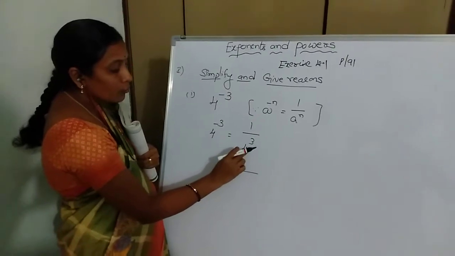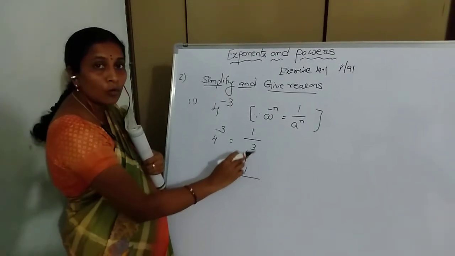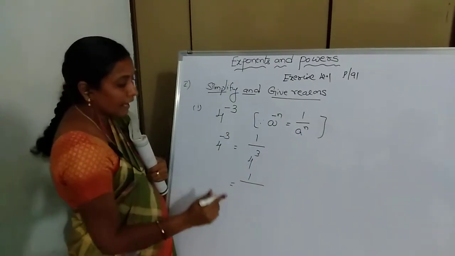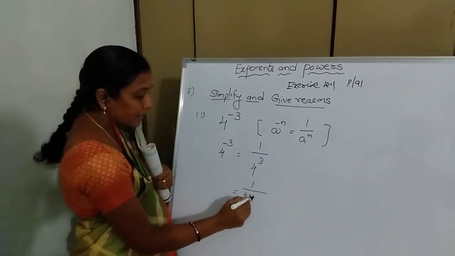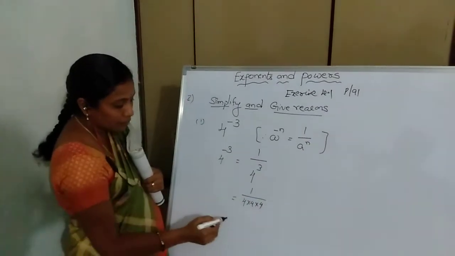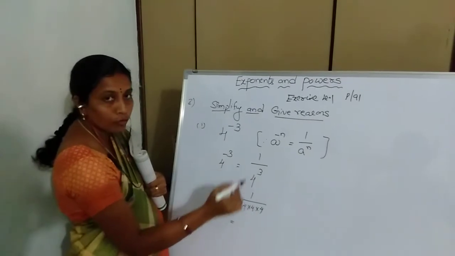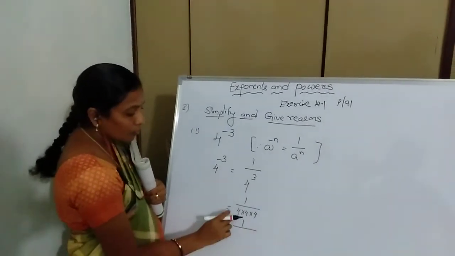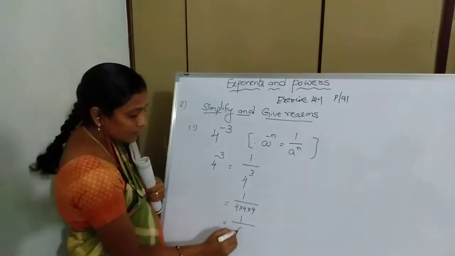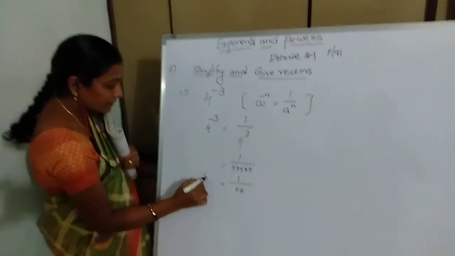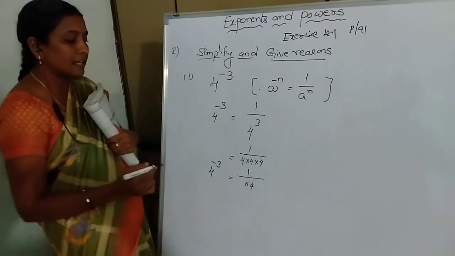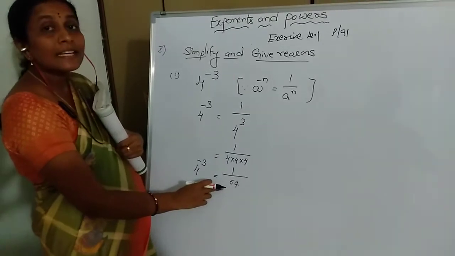1 by 4 to the power 3 means 4 is multiplied by itself 3 times. That becomes 4 into 4 into 4. That is 1 by, 4 fours are 16, 16 fours are 64. So the simplification of 4 to the power minus 3 is equal to 1 by 64.